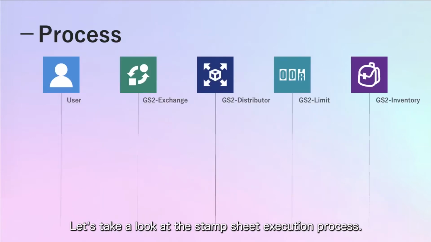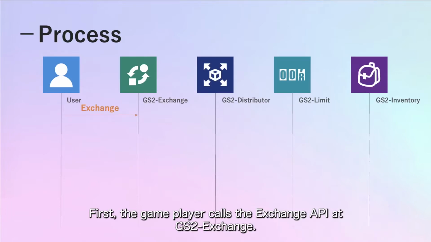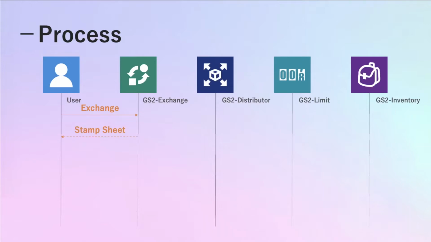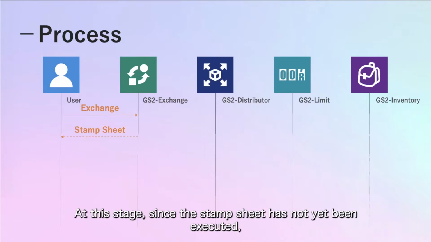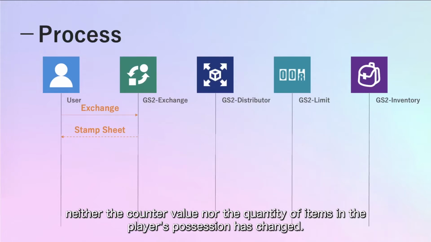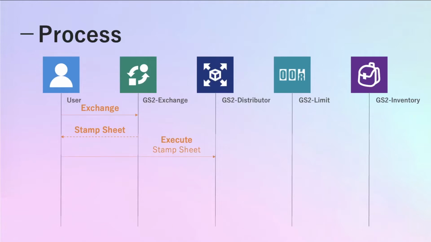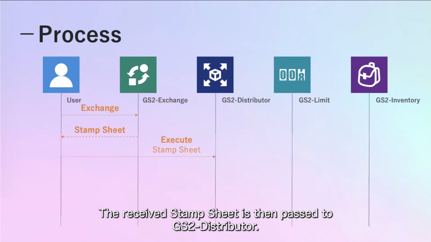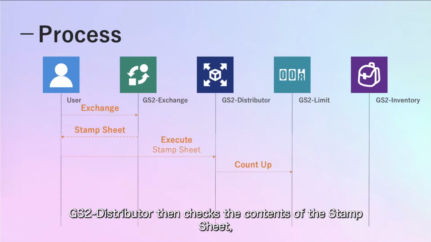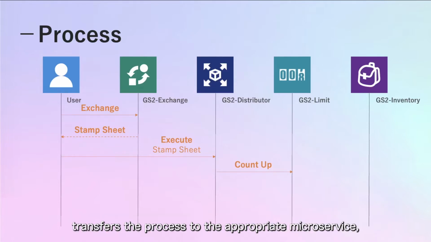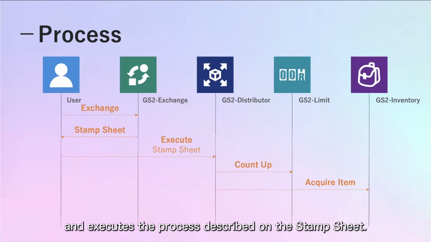Let's take a look at the stamp sheet execution process. First, the game player calls the exchange API at GS2 exchange. A stamp sheet is then issued. At this stage, since the stamp sheet has not yet been executed, neither the counter value nor the quantity of items in the player's possession has changed. The received stamp sheet is then passed to GS2 distributor. GS2 distributor then checks the contents of the stamp sheet, transfers the process to the appropriate microservice, and executes the process described on the stamp sheet.